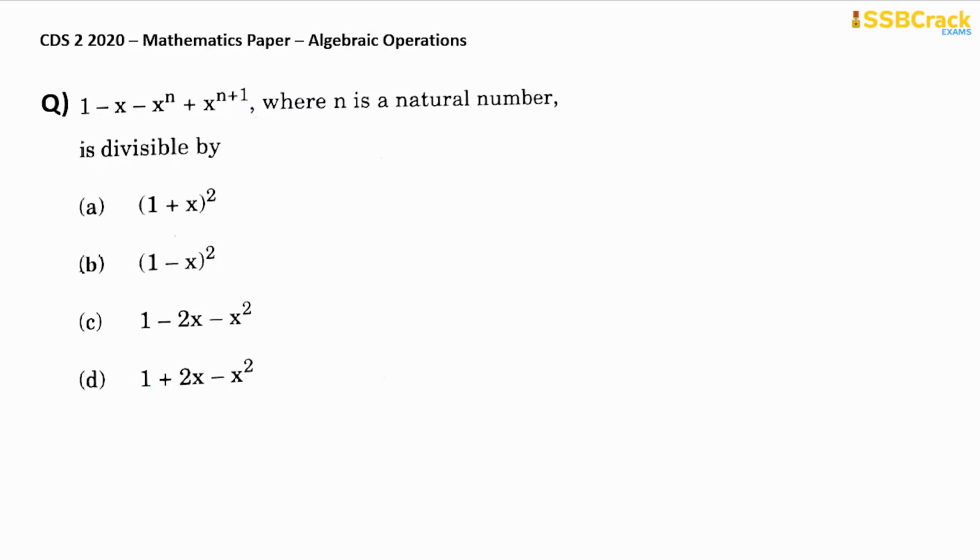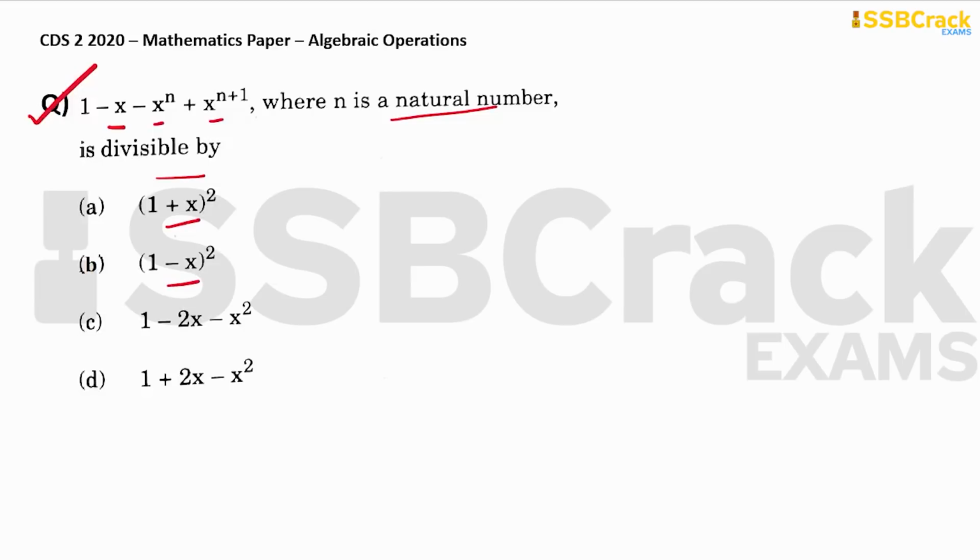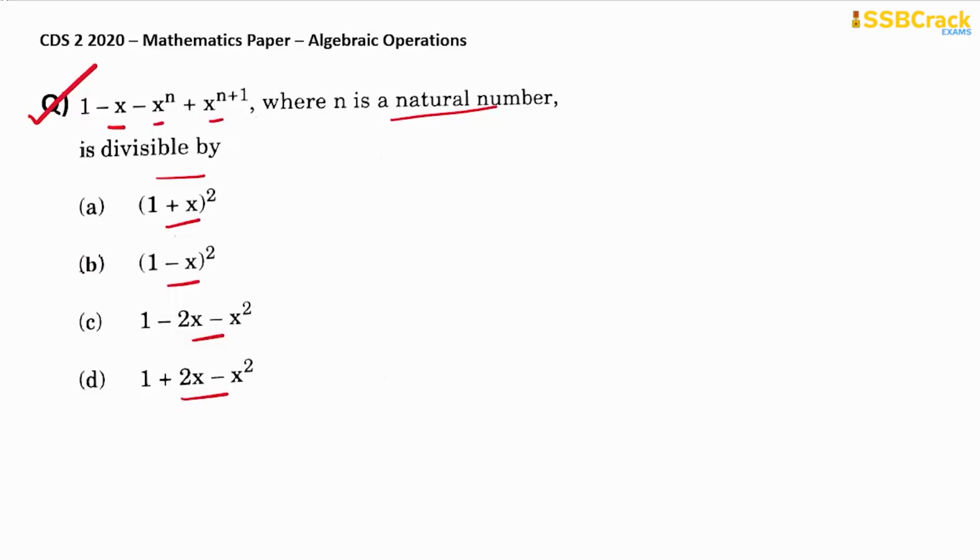Now coming to the next question, which states that (1 - x)^n + x^n - n + 1, where n is a natural number, is divisible by. The given options are 1 + x², (1 - x)², 1 - 2x - x², or 1 + 2x - x². Firstly we will write this given statement, and it is (1 - x)^n + x^(n+1).